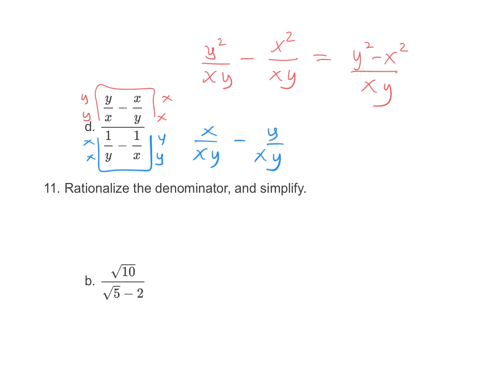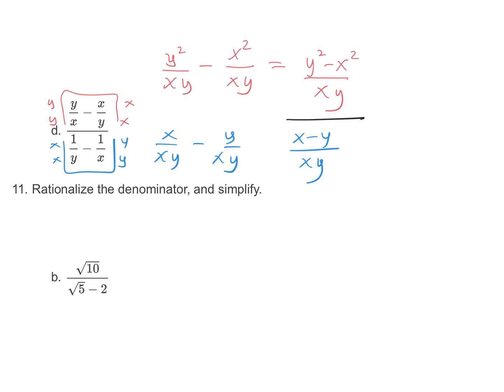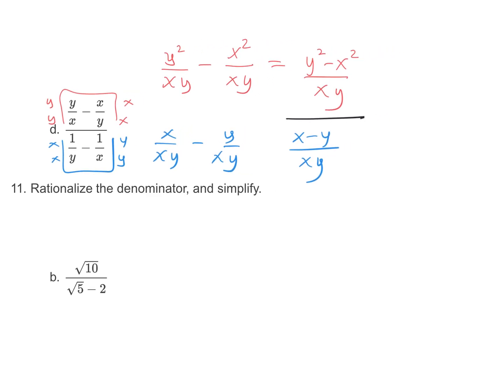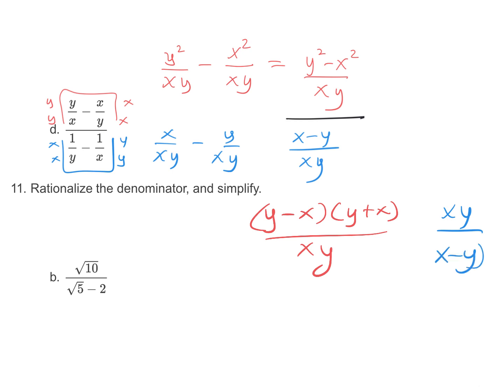So now here's my main fraction bar. And I'm going to subtract the numerators over the common denominator. And now I'm going to do a keep, change, flip. So I keep the red. Now I'm also going to factor the red. The red will factor into y minus x and y plus x over xy. I'm going to flip the blue, and it becomes y minus x. So now I can multiply.